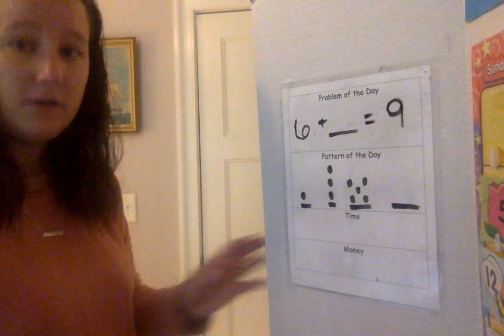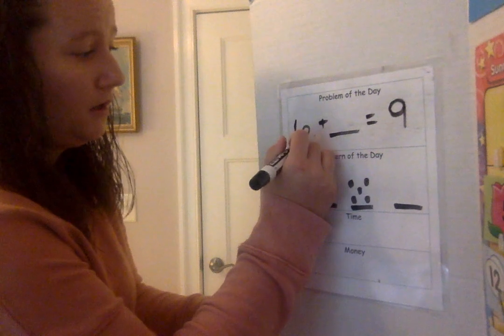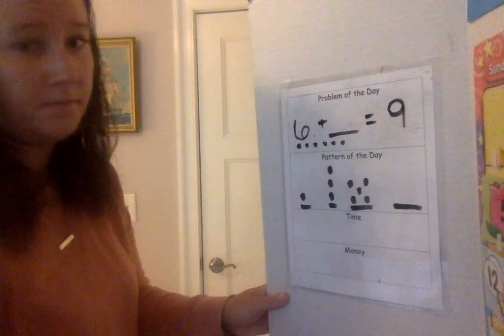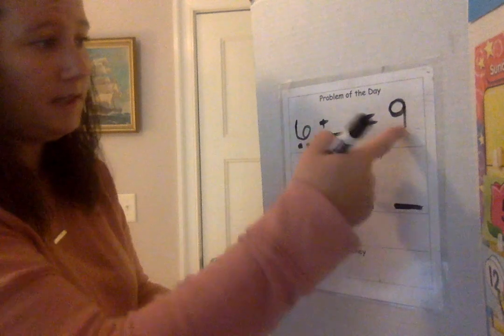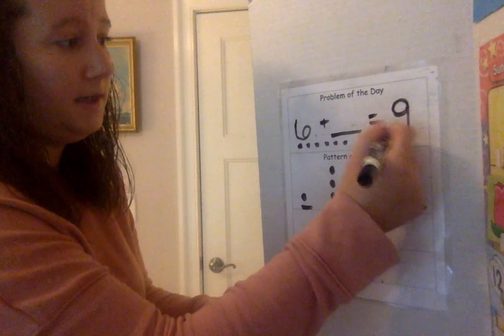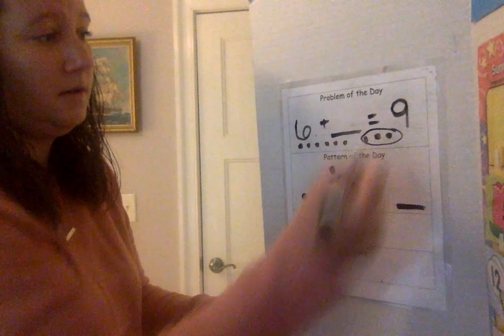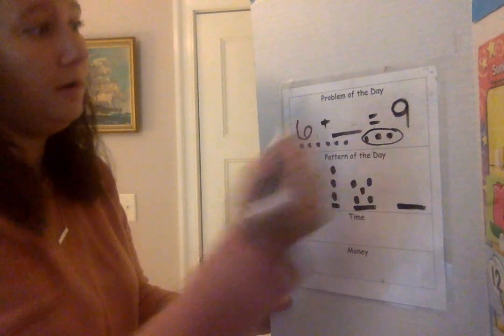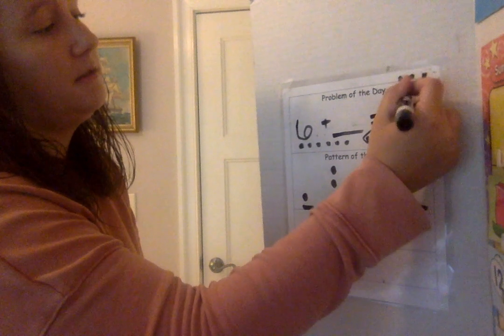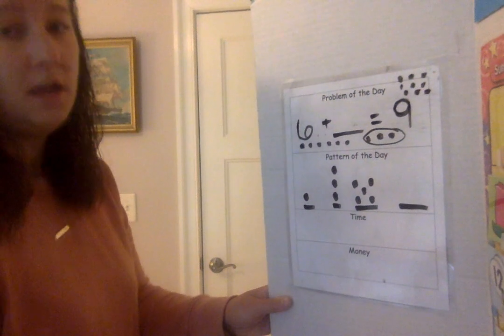And then if you like, you can draw a picture. So you can start with 6. So there's my 6, and I need to get to 9. So now I'm going to count on. So I have 7, 8, 9. That was 3. Or you can draw 9 dots, 5, 6, 7, 8, 9, and take away.